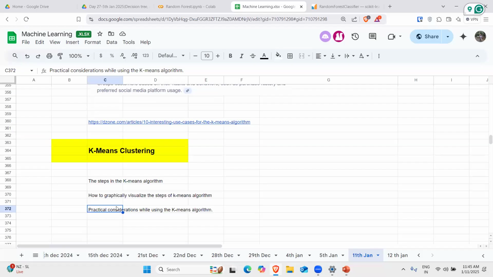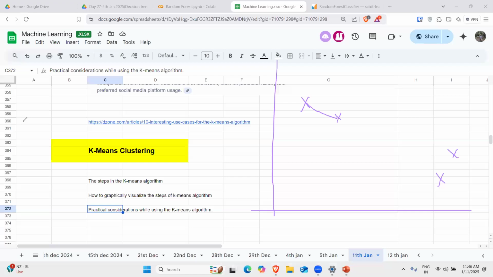Simple. So we plot the data. Let's say suppose we have only 2 data points, or let's say 4 data points. We'll find the distance between these data points. Let's take this data point as the reference. Find the distance between this, this, and this, right?